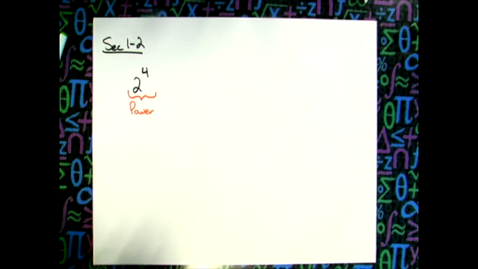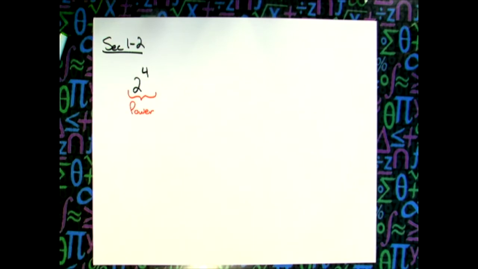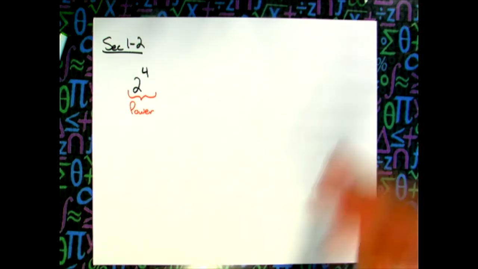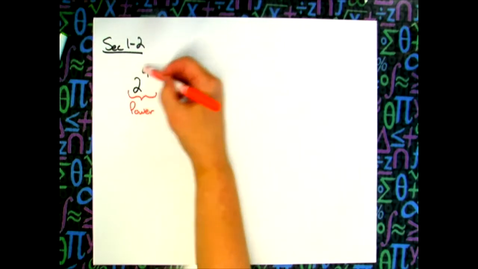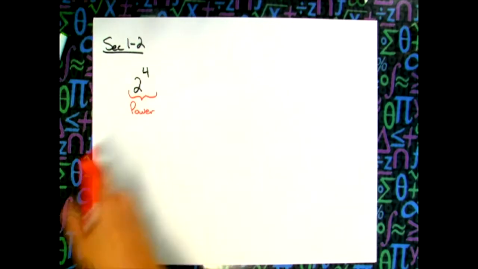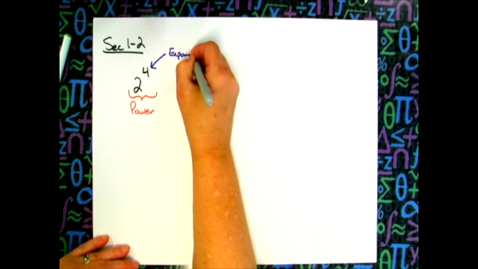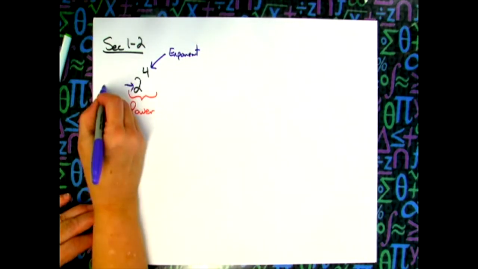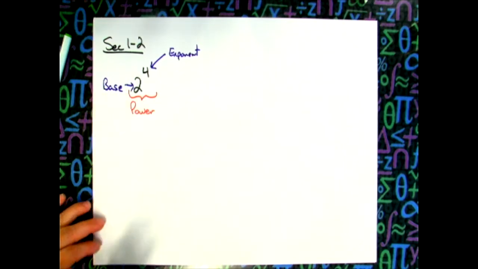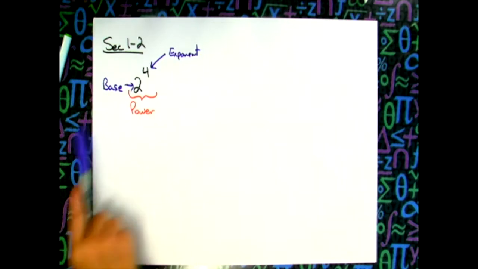A lot of people want to tell me that the power is just the 4, and it does sound like it when we say it, 2 to the 4th power, but when I use the word power, I really mean that entire thing. Individually, the 4 is the exponent and the 2 is the base. A power is made up of 2 things: a base and an exponent.